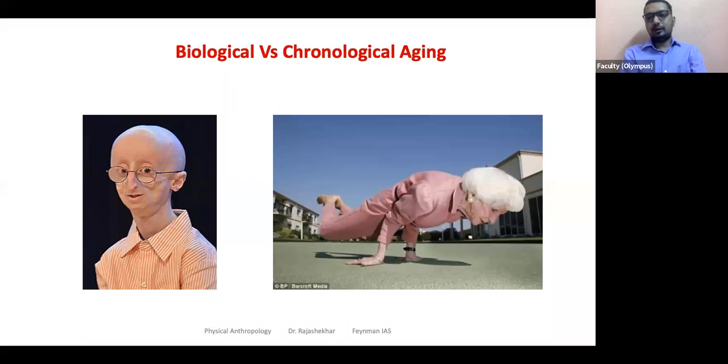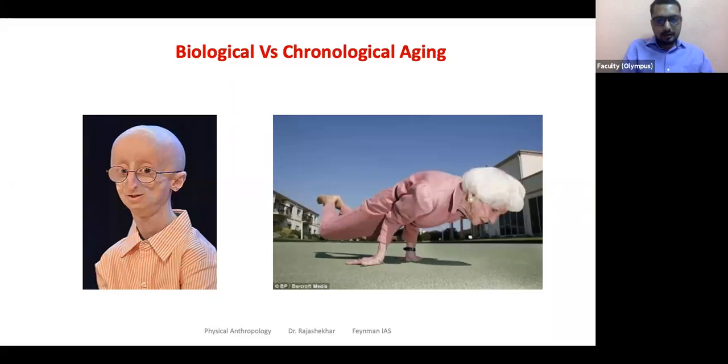So chronology means what? Sequence, something in sequence. So chronology means number. How old are we? Basically, it is a number. 10 years old, 20 years old, 30 years old, 40 years old. The number that we are able to count from our birth is called chronological age. Our actual calendar year or calendar age is called chronological age.